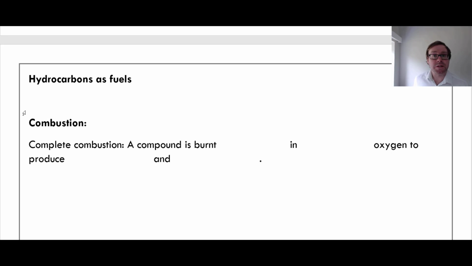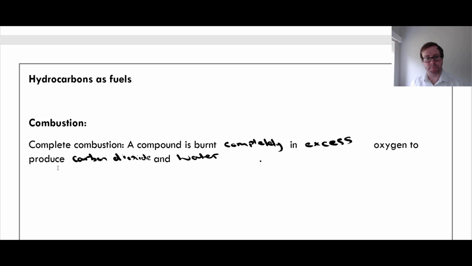Hydrocarbons are generally used as fuels using a combustion reaction. So definition, complete combustion is when a compound is burnt completely in excess oxygen to produce carbon dioxide and water. Usually we only have to use completely or excess, but I've stuck it both in.